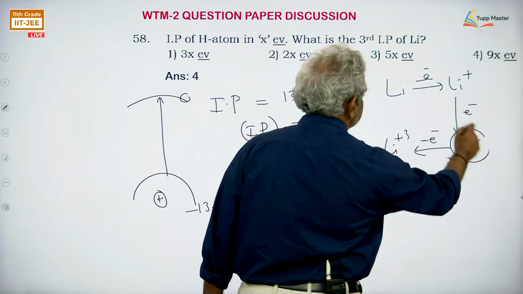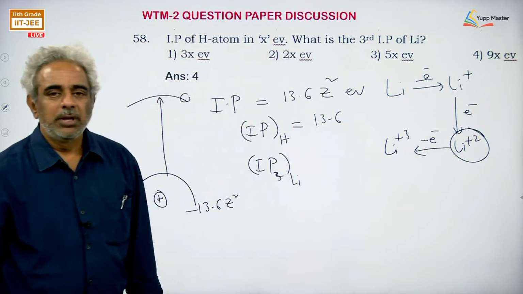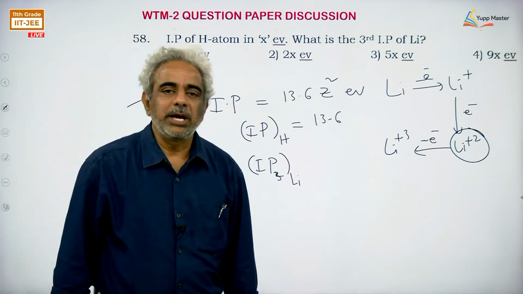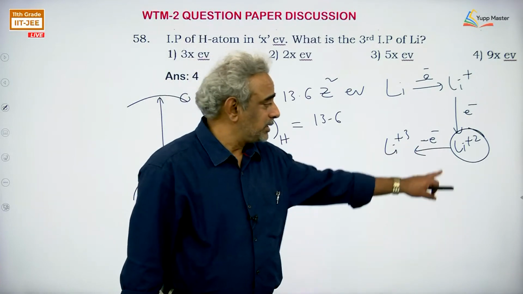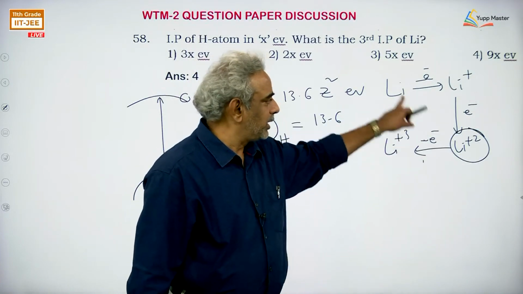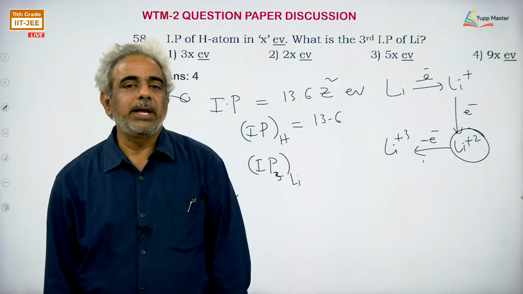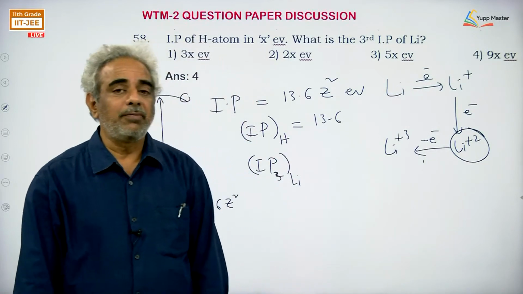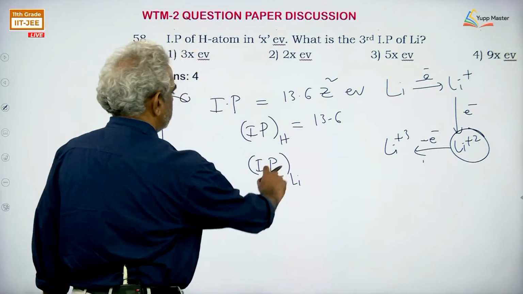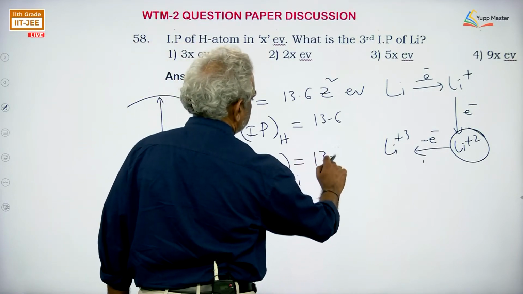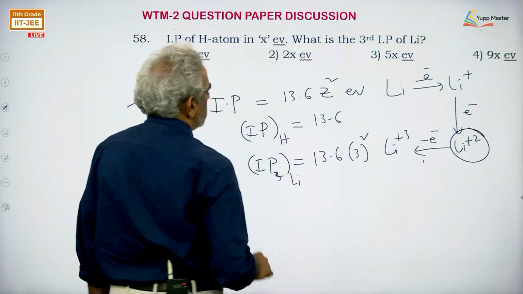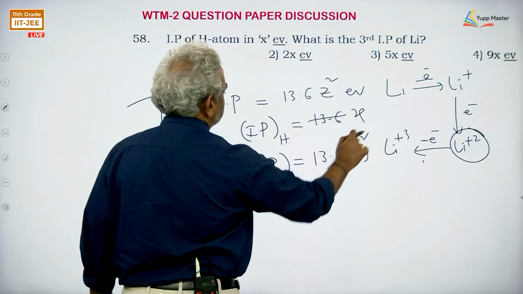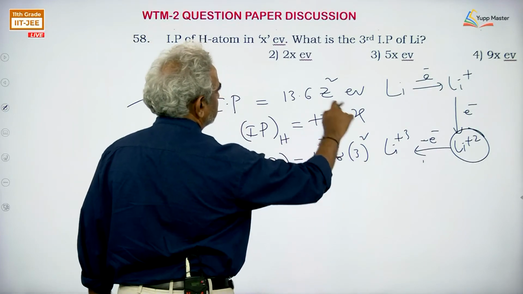Why? Because this is a single electron species. For a single electron species, what is the ionization potential? 13.6 into Z square. And this is what? IP1, IP2, IP3 of lithium. So third IP of lithium is nothing but the IP of lithium plus 2. So this will be how much? 13.6 into 3 square. So when this is called X, this will be 9X.